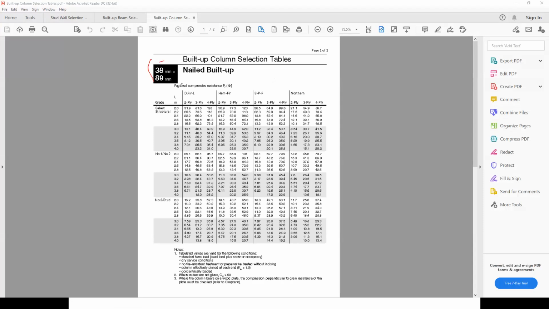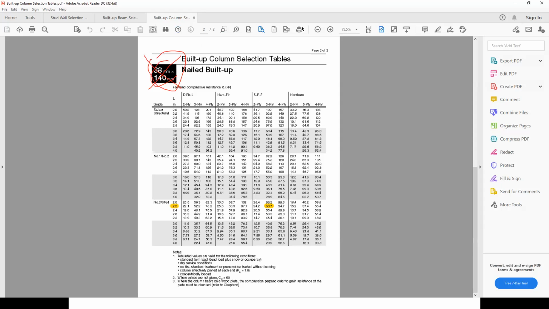So in other words, why don't I want to use this table? Because this is for 2x4s. My wall is being made out of 2x6s, so I don't even want to use this table. I want to use this table here. Okay, that's number one. Now you'll notice here I went down to 2.2. Why do you think I went down to 2.2 instead of 2.4?